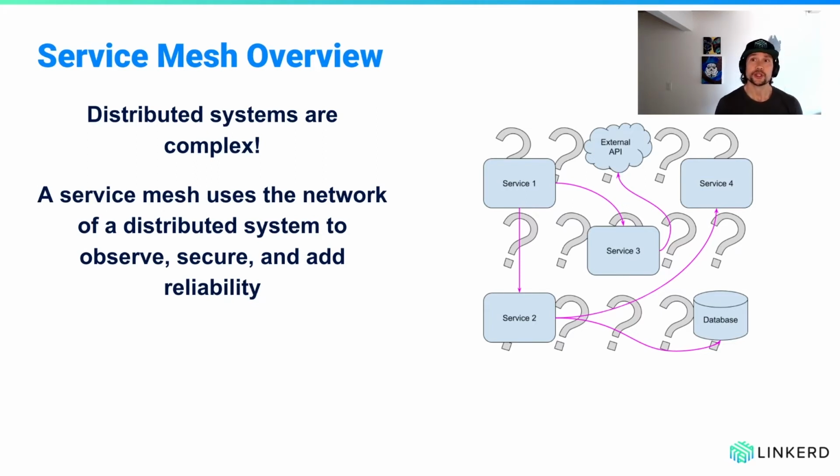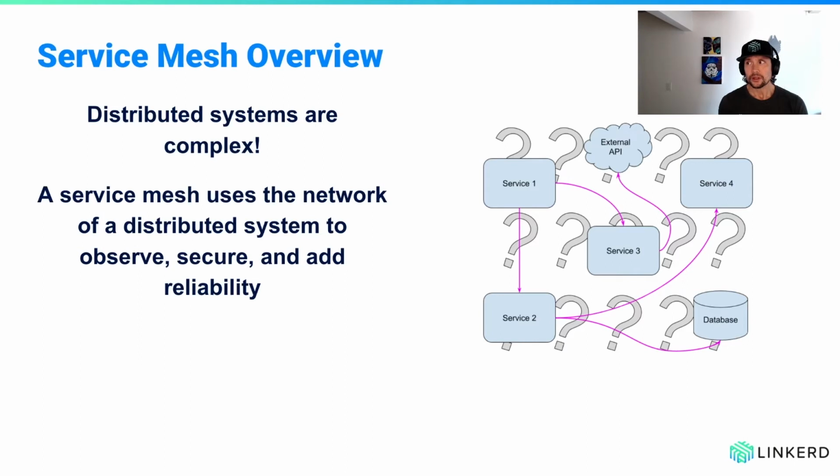So a service mesh uses the network of a distributed system to observe, secure, and add reliability to that distributed system or application. I'll use system and application interchangeably in this talk, so that way you're not confused.